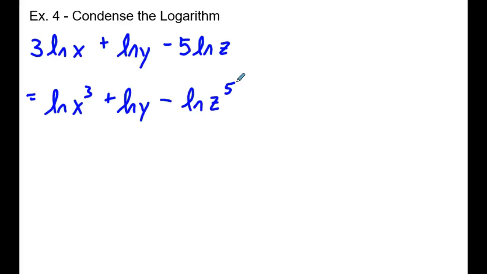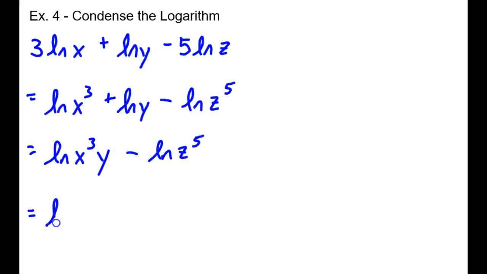Now we're going to look left to right if we can apply the product or the quotient rule. First, we have addition, so we can apply the product rule and rewrite that as the natural log of x cubed times y. If we have two logarithms being added, we can combine those into one, condense them into one using the product rule, then minus the natural log of z to the 5th. Now this part, if we have subtraction, that implies we need to use the quotient rule, so we write this as one logarithm. We have the natural log of x cubed y divided by z to the 5th.